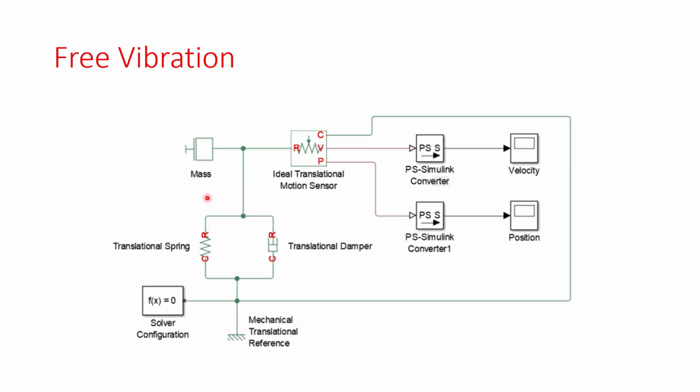Below the mass, we have two components connected in parallel. The first is the translational spring, which produces a restoring force proportional to displacement. The second is a translational damper, which produces a damping force proportional to the velocity. Both components are connected to a mechanical translational reference, which serves as the fixed ground.